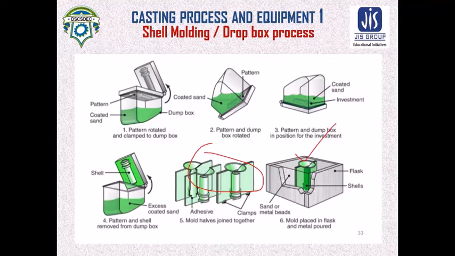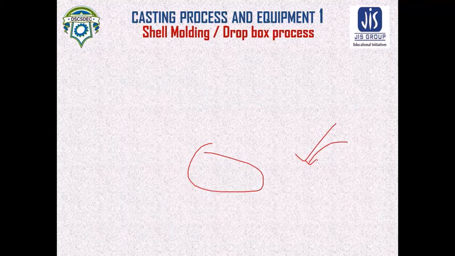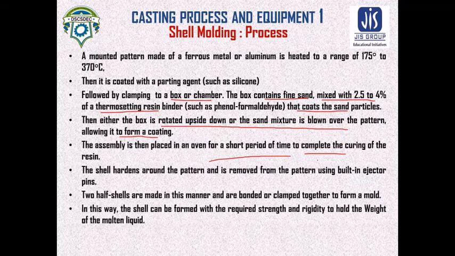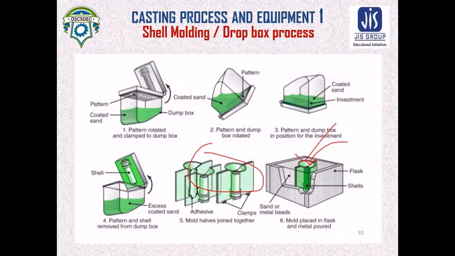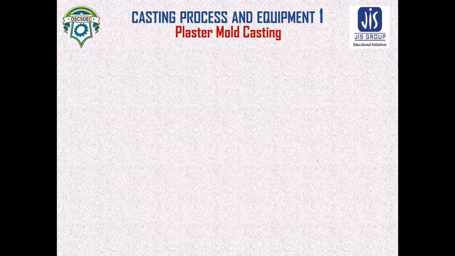Here in the mold, if we pour the material, then we can get the desired shape. So this is how shell molding or dump box processing can be done. So now, why dump box? Because the box is being turned upside down, the process is named the dump box process.